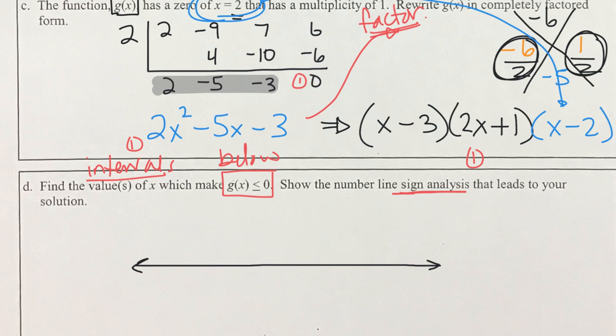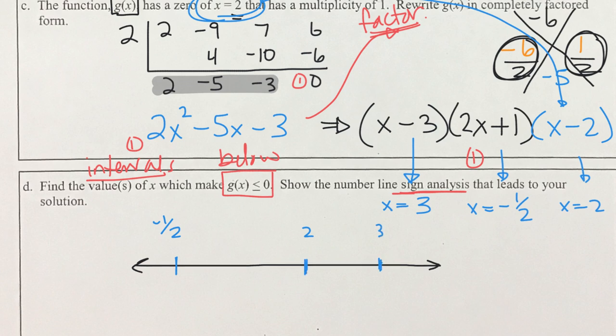So first of all, we need some numbers, our zeros, in order to do this. So we get our zeros from your factors. So we have a positive 3, 0 from our x minus 3 factor. We have a negative 1/2, 0 from your 2x plus 1 factor, and we have an x equals 2, 0 from your x minus 2 factor. So we put these three numbers on here as your interval. So now we have intervals.